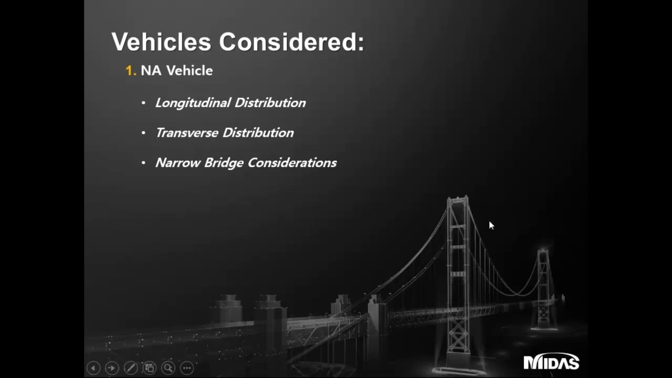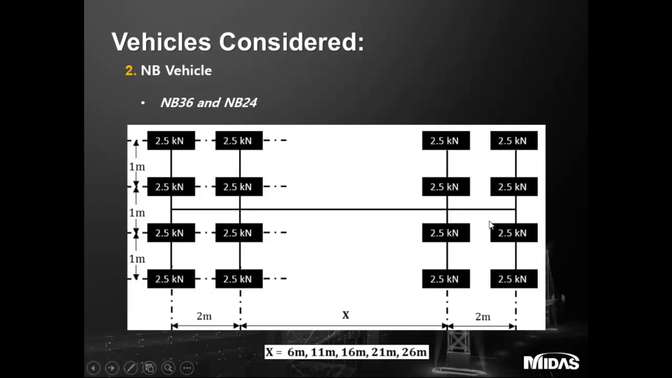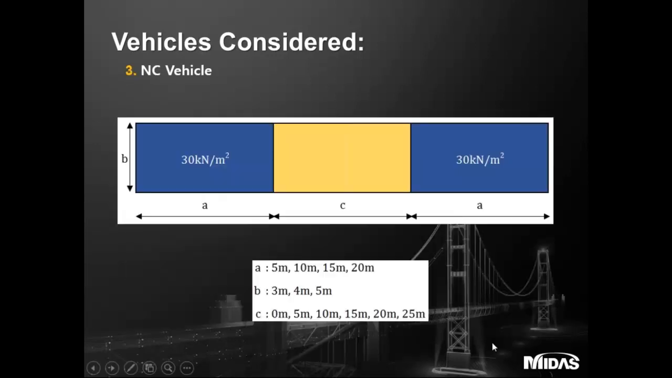Okay. Then the NB vehicles. So this is quite easy. We have NB36 and NB24. You just need to select the factor and that load would be taken automatically. Similarly for NC, now this is the area load. So the factors that have been given, for A, B and C, these parameters would be taken up automatically with the load.